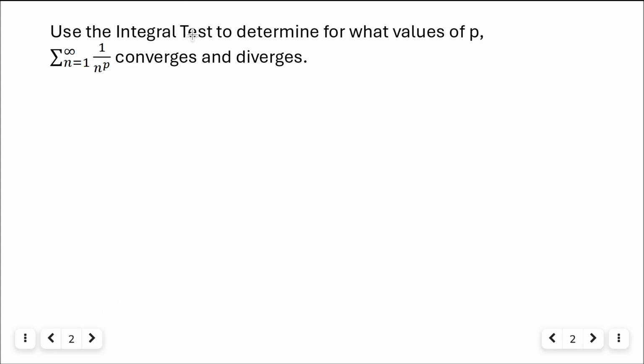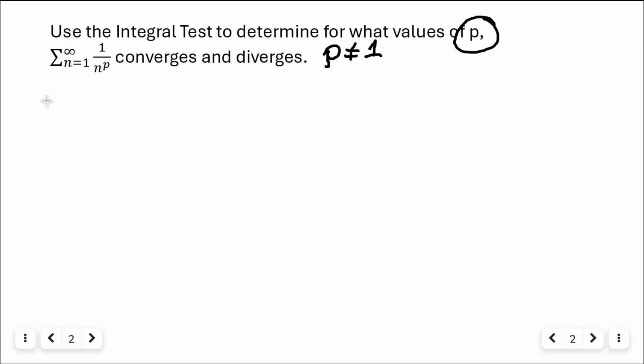So what we're going to do is use the improper integral to determine for what values of p the series from n = 1 to infinity of 1 over n to the p converges or diverges. p is a number, okay? And for now, we're going to say p is not equal to 1, and there's a reason for that. We'll see it in a minute, and then we'll throw in p equals 1 in just a moment also.